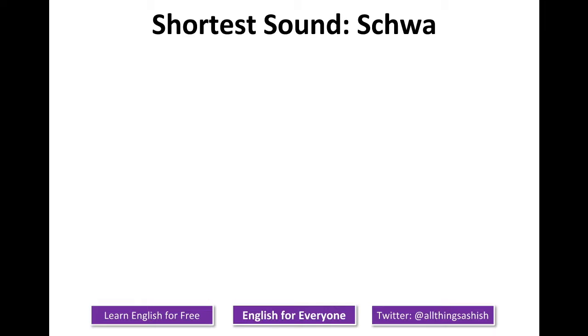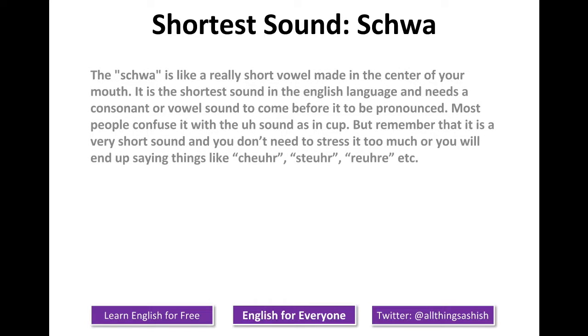So the schwa is like a really short vowel sound made in the center of your mouth. It's the shortest sound in the English language and needs a consonant or vowel sound to come before it to be pronounced. Most people confuse it with the "uh" sound, as in "cup." But remember that it is a very short sound and you don't need to stress it too much, or you will end up saying things like "chair" instead of "chair," or "stare" instead of "stare," or "rare" instead of "rare."